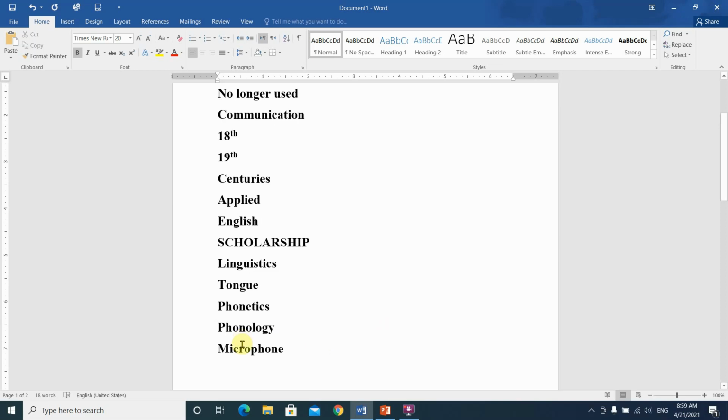ولاحظ اشتقاق الكلمة. Micro معناها small. Phone صوت. وهنا موجودة كلمة phone أيضا. This is how Latin is used.